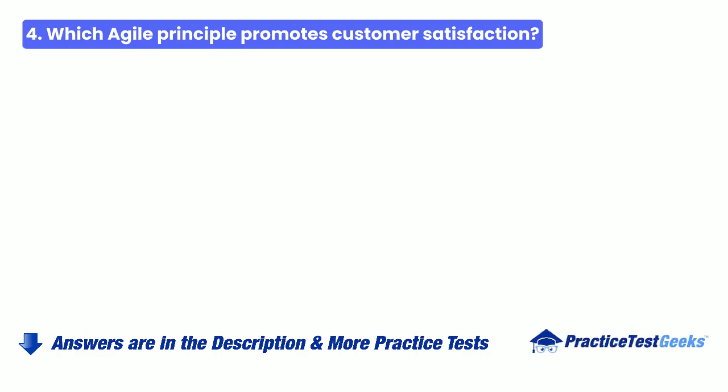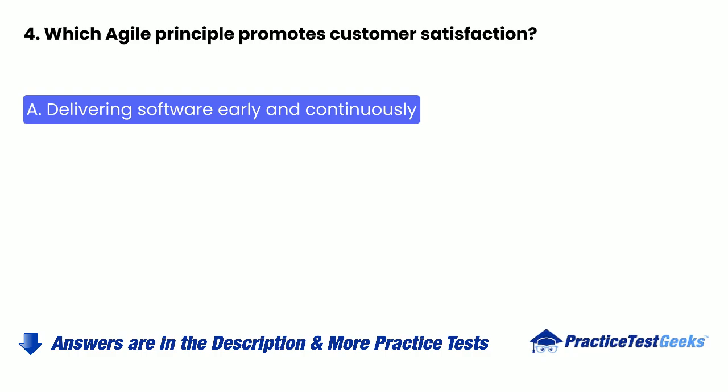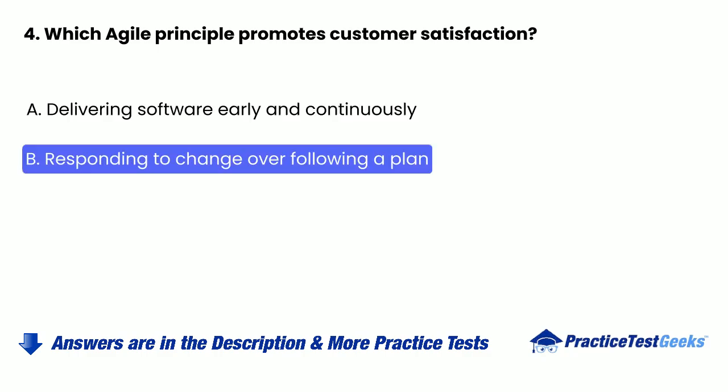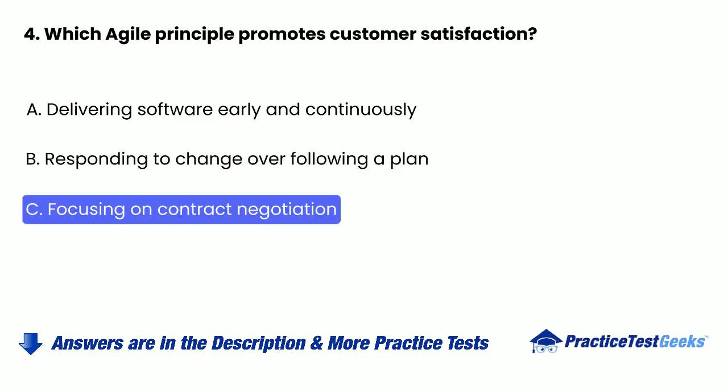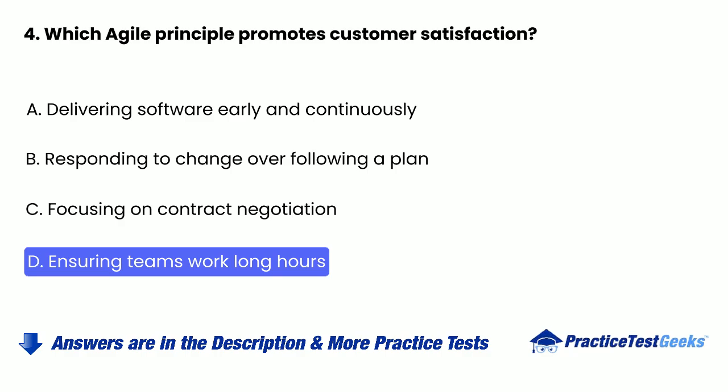Four. Which Agile principle promotes customer satisfaction? A. Delivering software early and continuously. B. Responding to change over following a plan. C. Focusing on contract negotiation. D. Ensuring teams work long hours.